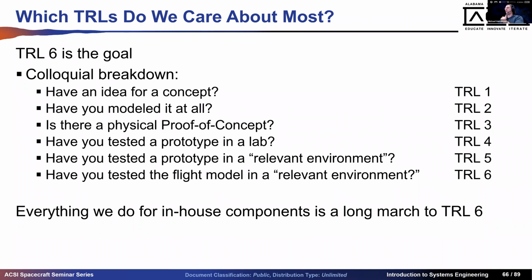Cool. So what we do for in-house components is a long march to TRL 6. We are getting to TRL 6, we are qualification testing, and then we're putting it in our satellite and flying it. That's the same for both payloads and for in-house components.